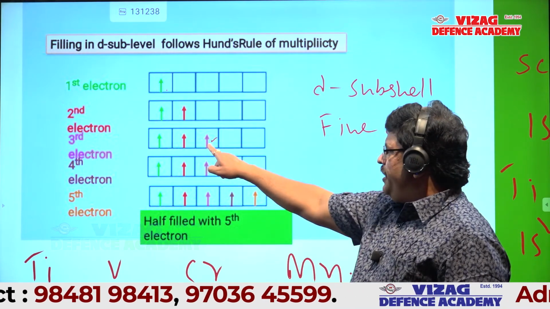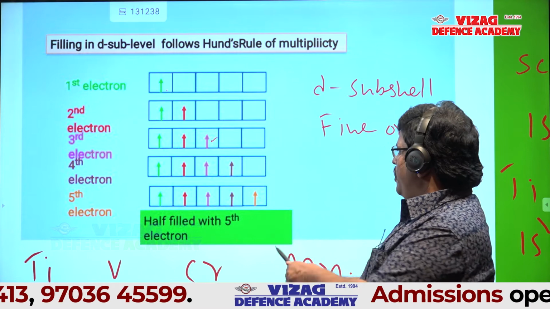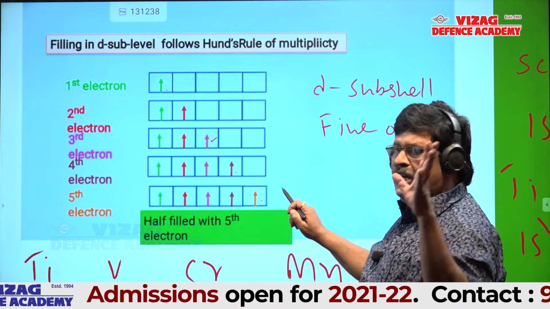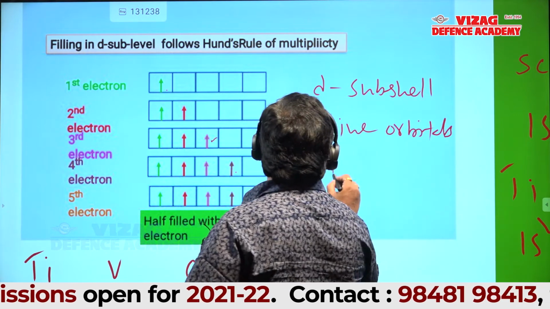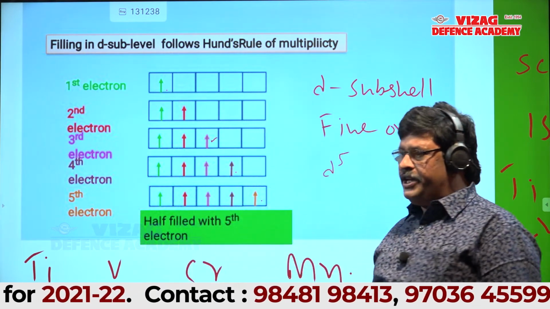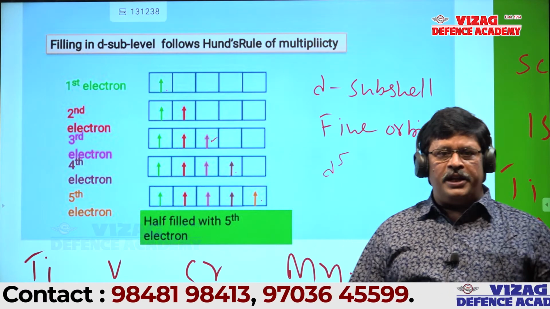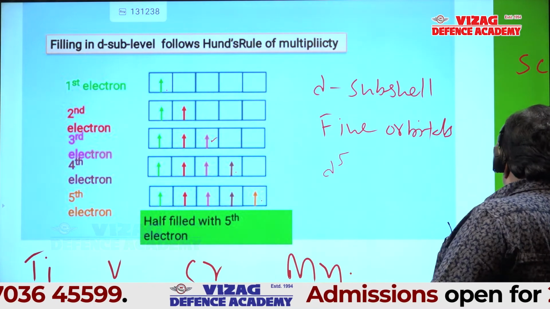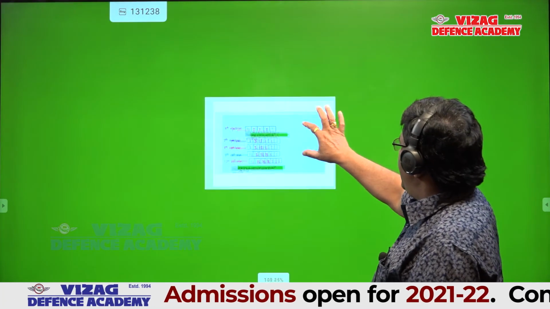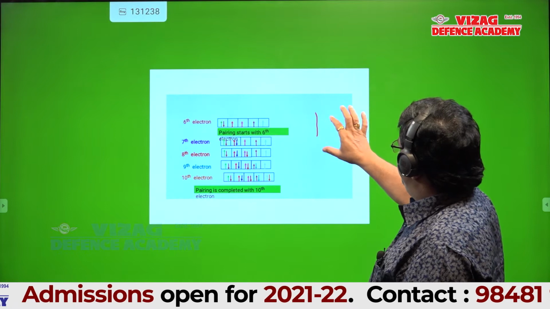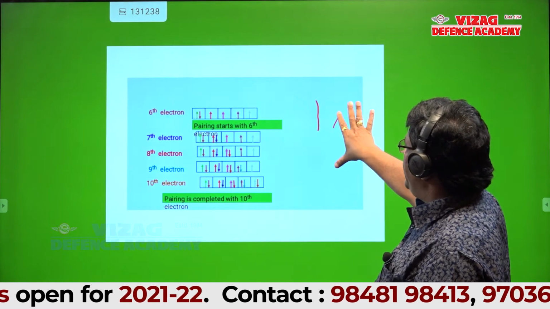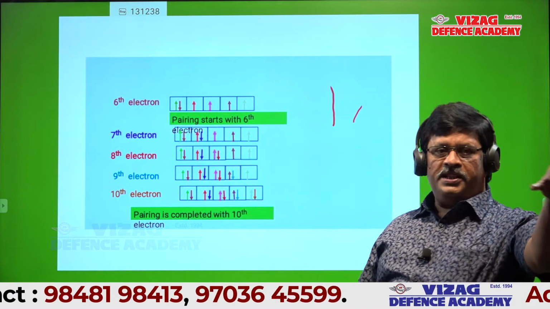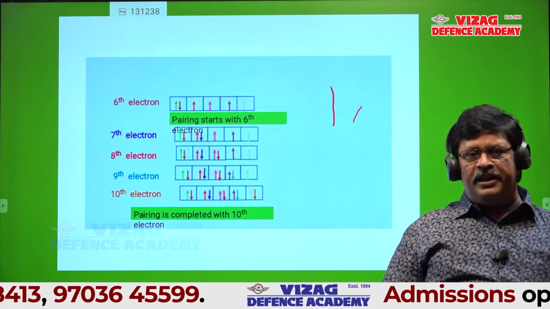So the third electron enters into the next orbital, the fourth electron into the next orbital, the fifth into this. So up to d5 configuration, the 5 electrons enter into 5 different d orbitals. After the fifth electron only, from the sixth electron in the d subshell, pairing takes place.